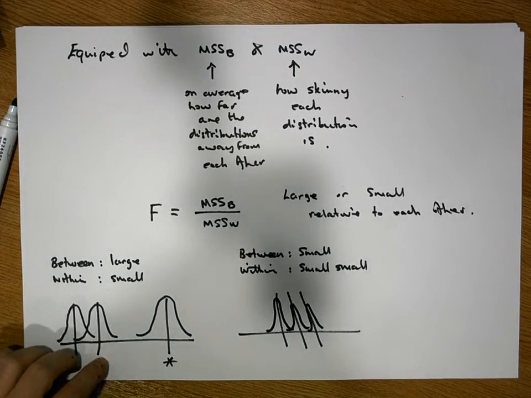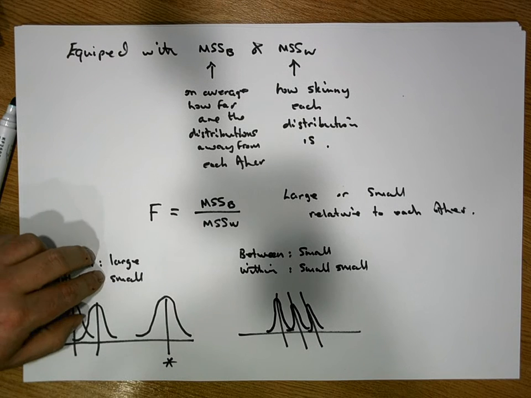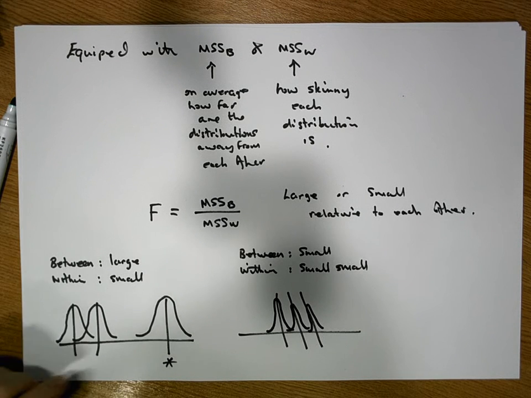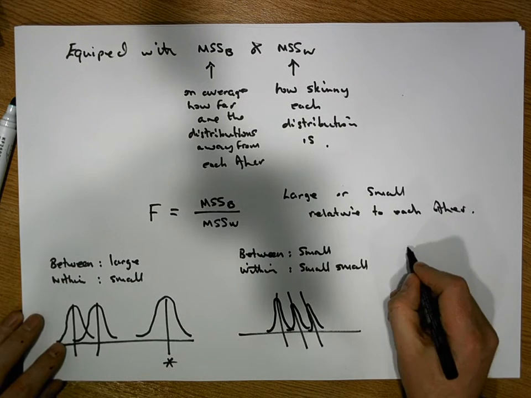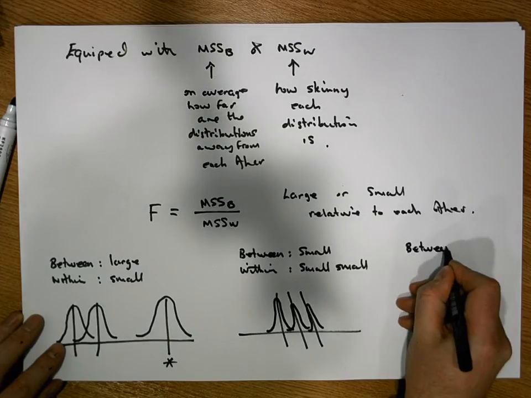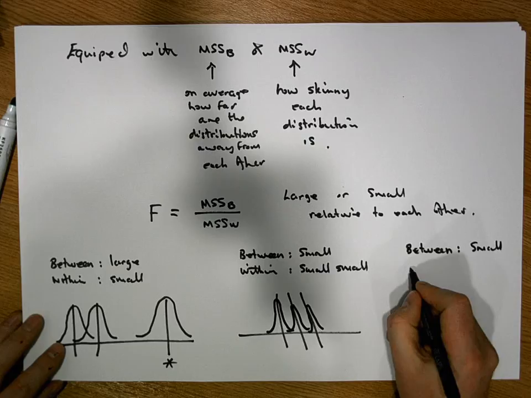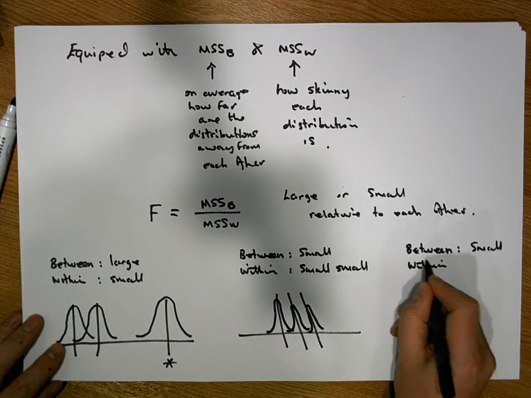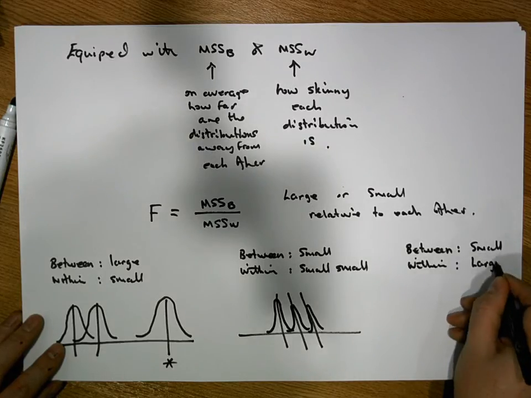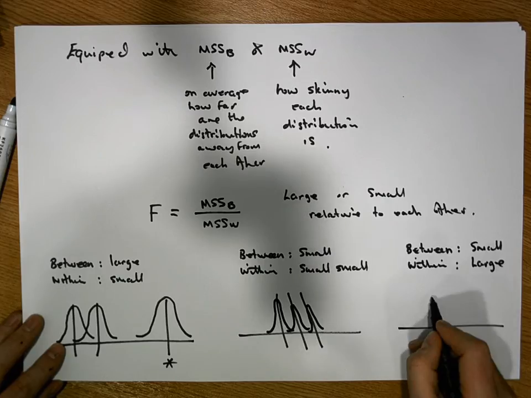The other possibilities are that we have large, large, and that we have small, large. Okay, so let's say our between measure is small, and relative to that, our within measure is large. So what we know now is that our distributions are close together.